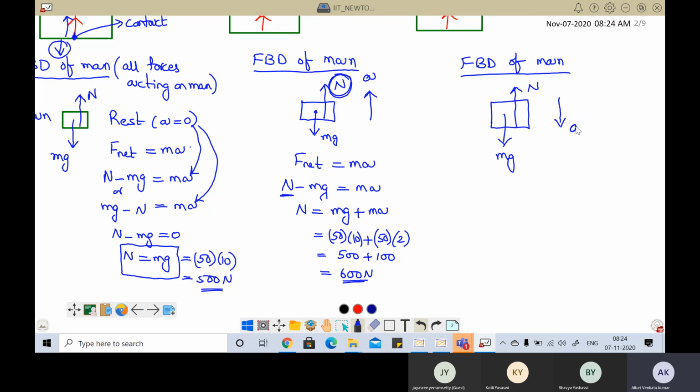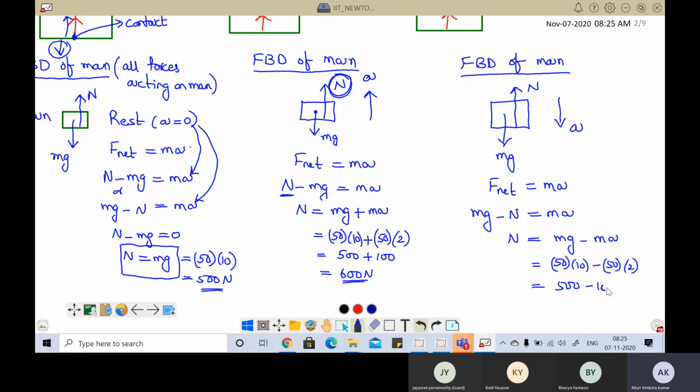Downwards. So now what is Newton's second law? F net equal to what? m times a. Now tell me. So mg minus N equals ma. So N is equal to what? mg minus ma. So that means m is 50, g is 10, minus 50 into 2. So that means 500 minus 100. That is equal to how much? 400 newtons.